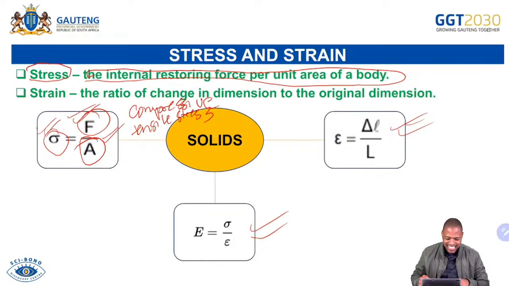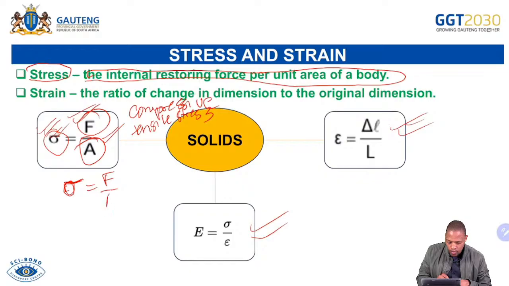Now let's talk about writing this formula down. I understand this symbol here is not an easy symbol to write, but let's not rush while writing it. This symbol is written like this: sigma equals force over area. What you don't do is do this.